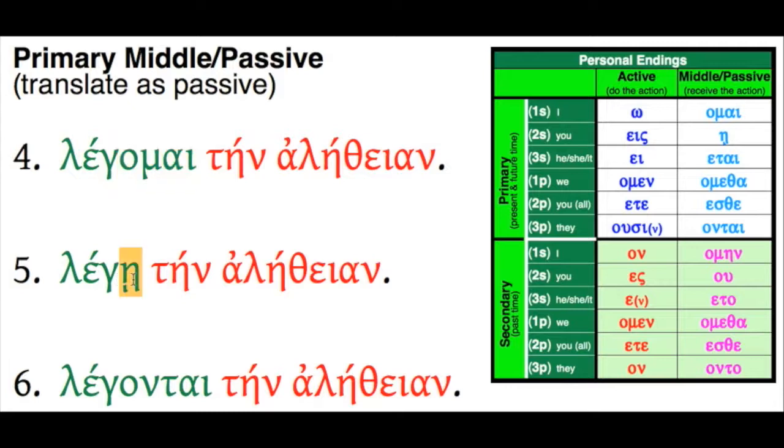What would this one be? Legetein aletheon. Second person singular, so the subject is you: you were told the truth. Or how about here? Legantai. Antai is third person plural, so they were told the truth.